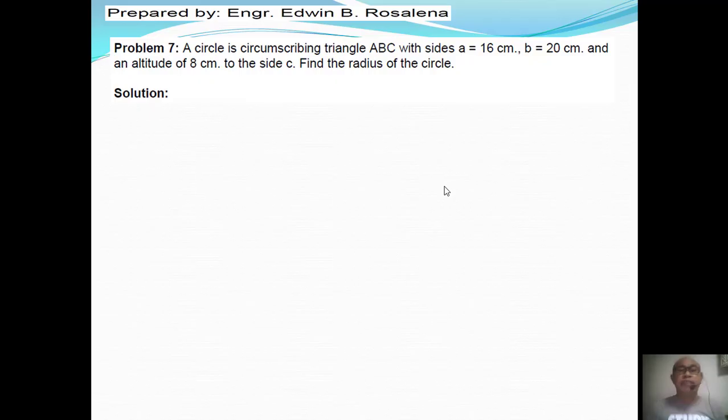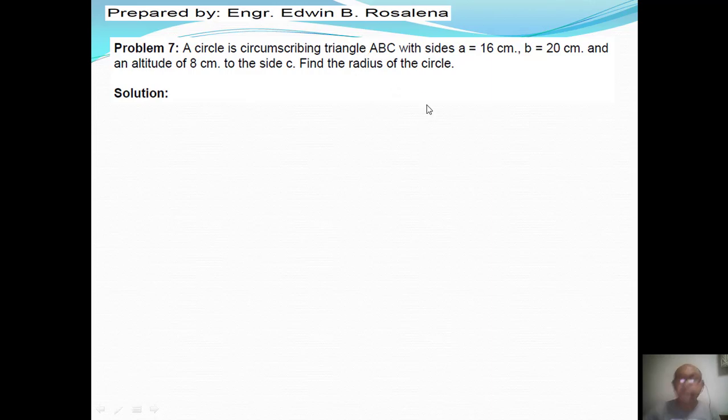Okay. I think this is the last problem. So problem 7 for this topic. A circle is circumscribing triangle ABC with sides A equal to 16 and B equal to 20, and an altitude of 18 to side C. Side C is the unknown side of the triangle. So we are given side A and side B, so the side C is unknown. And the altitude to side C is given equal to 8. Find the radius of the circumscribed circle.